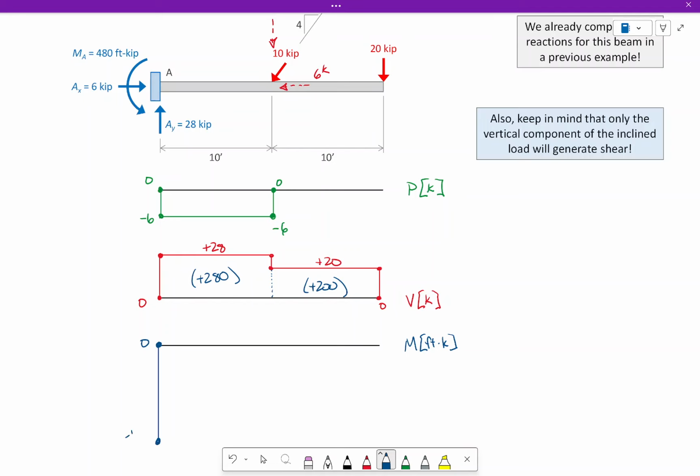So we're going to start at negative 480, then come up to negative 200, then go to 0. Okay. Does that make sense? Tell me if it doesn't.